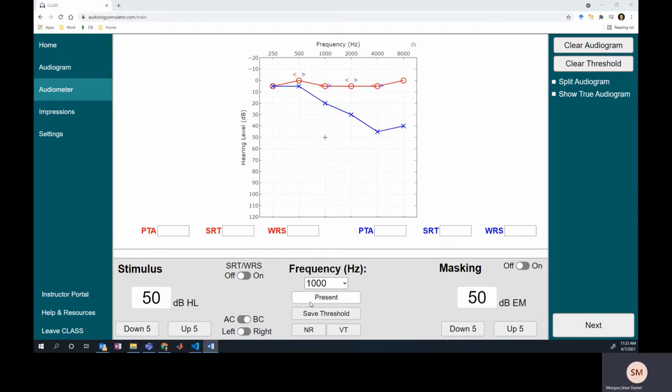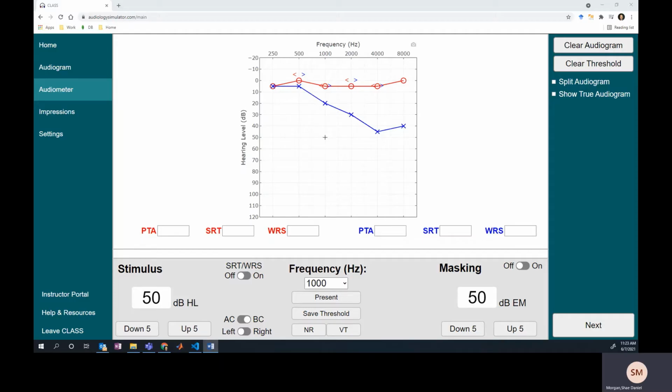So here we have our unmasked air and bone conduction thresholds in the left and in the right ear. The right ear is looking good. Everything's within normal limits, and in the left ear, we've got normal limits in the low frequencies, but it slopes down to a moderate loss in the high frequencies.